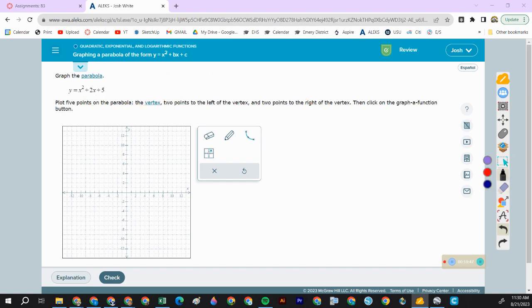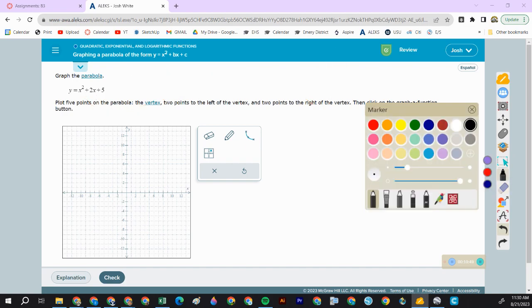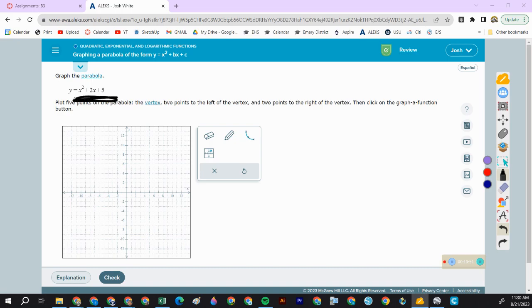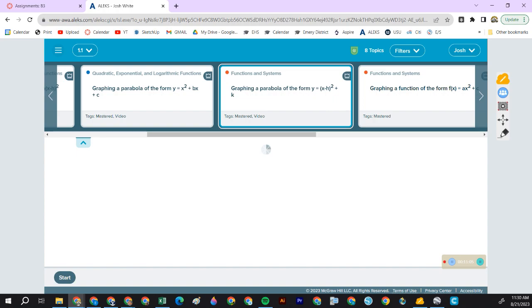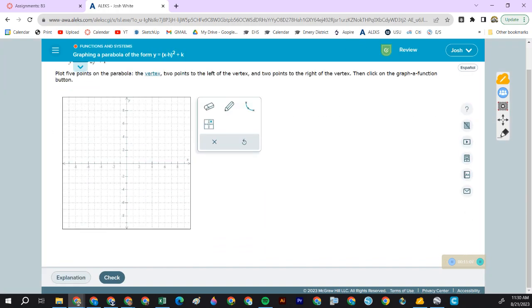Okay. This is called standard form. It's sort of hard to graph an equation in standard form. The other form is called vertex form, and it's really, really easy to graph. In fact, we don't have to do any work. We just have to graph it. So this is vertex form.